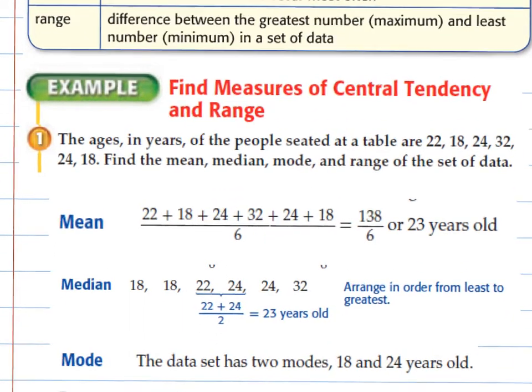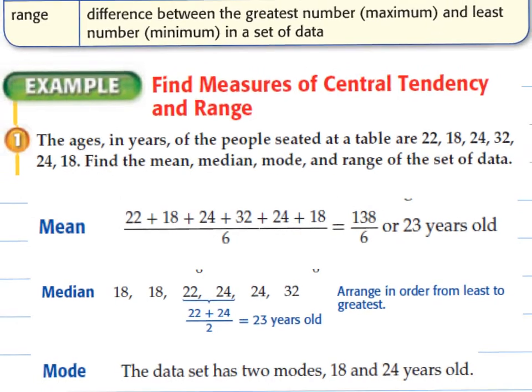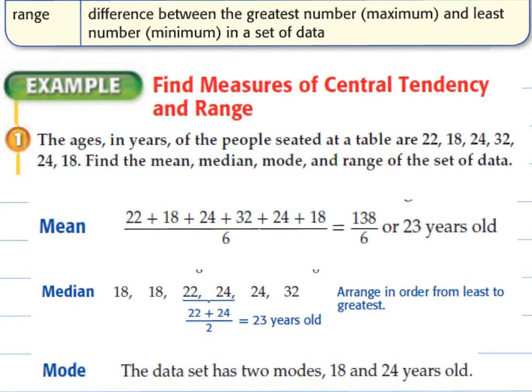To find measures of central tendencies, you have to look at the data, and we'll go through how to do these. So there are ages in years of people seated at a table. They're 22, 18, 24, 32, 24, 18. So we're going to find the mean, median, mode, and range.